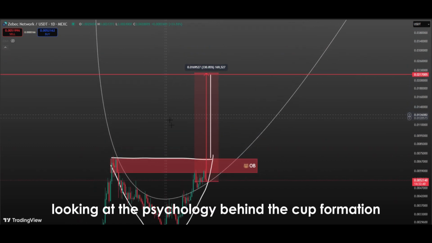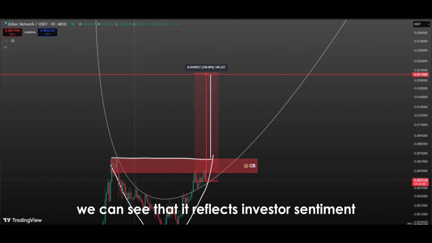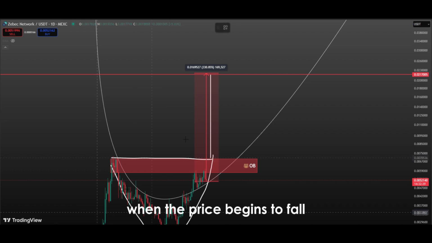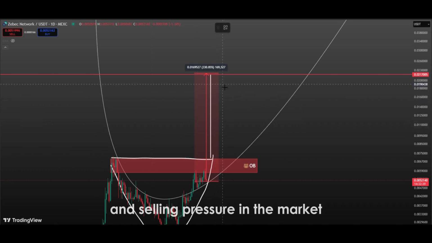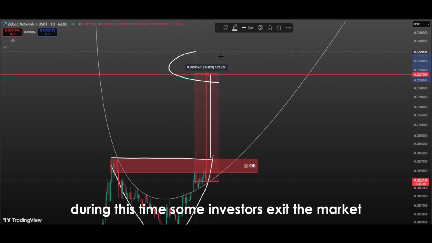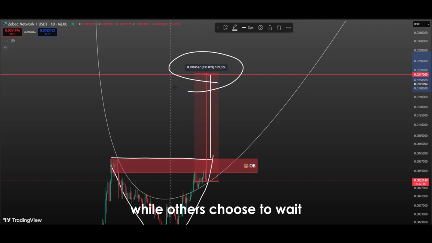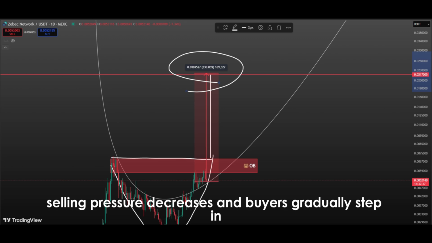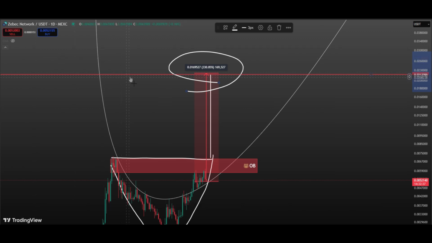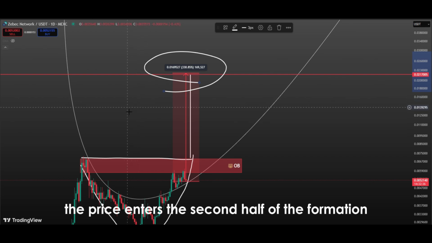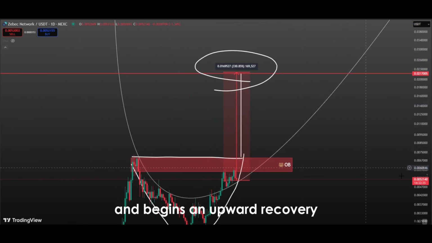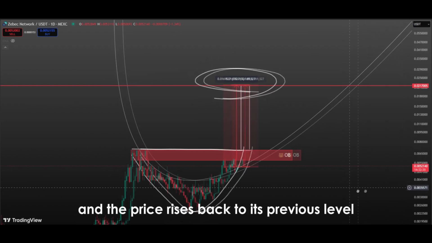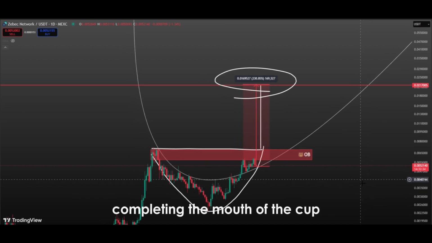Looking at the psychology behind the cup formation, we can see that it reflects investor sentiment on the chart. In the first part of the formation, when the price begins to fall, there is general uncertainty and selling pressure in the market. During this time, some investors exit the market, while others choose to wait. When the price reaches the bottom level, selling pressure decreases and buyers gradually step in. From this point on, the price enters the second half of the formation and begins an upward recovery. As investor confidence returns, buying increases, and the price rises back to its previous level, completing the mouth of the cup.